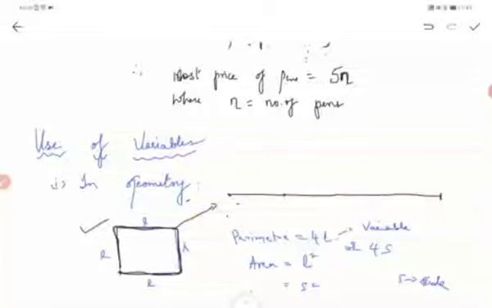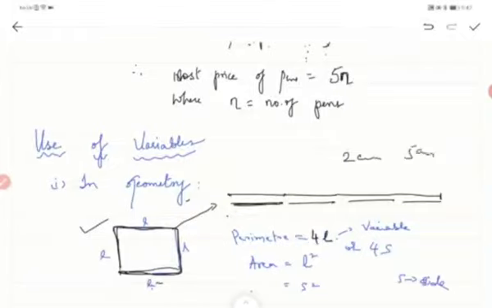So this is L, 2L, 3L, and this will be 4L, right? So my formula will be, in general, 4L. I don't know what this length is. It can be anything. One side can be 2 centimeter, it can be 5 centimeter, it can be anything. So you can write it as 4L, or you can represent the side as S.